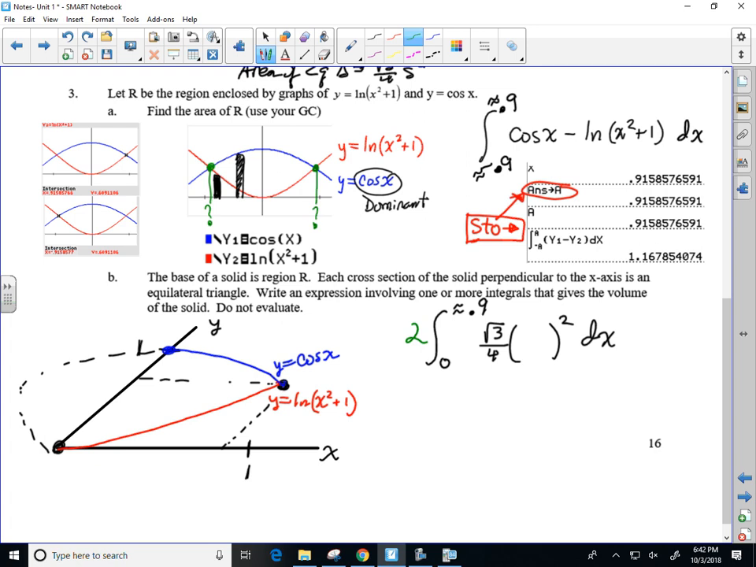If you're doing it on a calculator, it really doesn't make a difference. What's the difference between going from negative 0.9 to 0.9 or 0 to 0.9 and doubling it? Moving forward, when you do have to do it by hand, you want to start making use of symmetry, right? But let me fix that real quick.